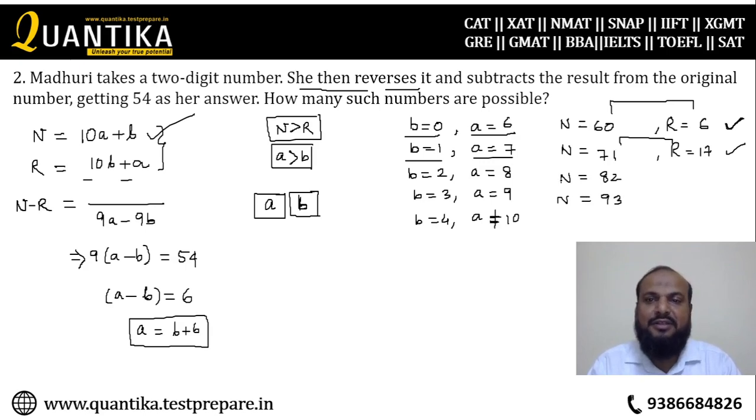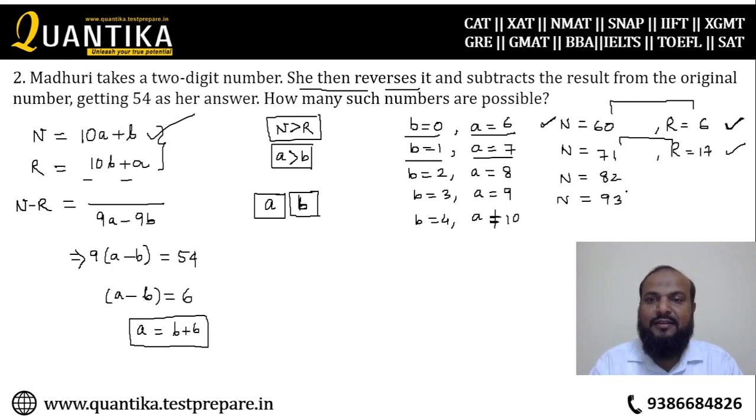Now sometimes the first answer will not be accepted. Sometimes in some of the questions, the reason is very simple. The reason is that when Madhuri takes a two-digit number and reverses it, in the question it is not mentioned that the reversed number is also a two-digit number. But sometimes when she reverses it, she gets a two-digit number. So in those scenarios, you cannot consider 60 to be one of the original numbers.